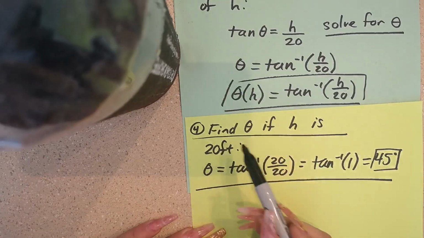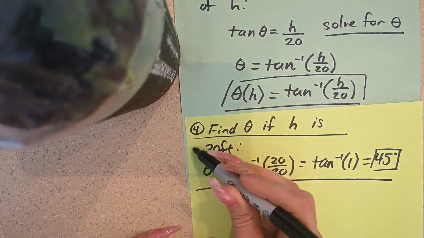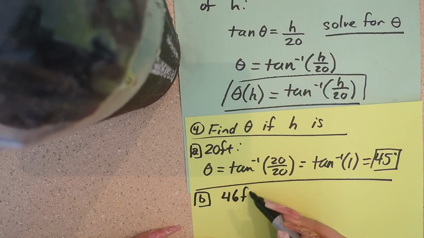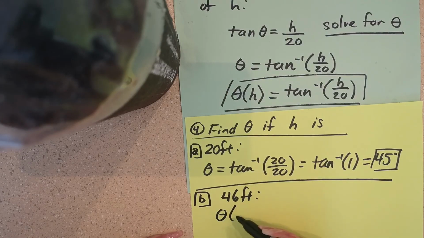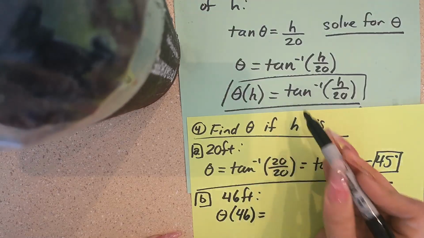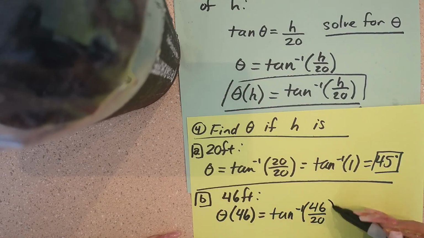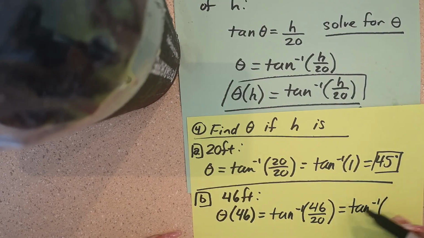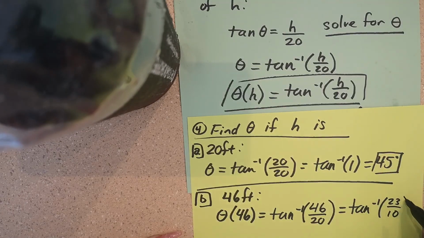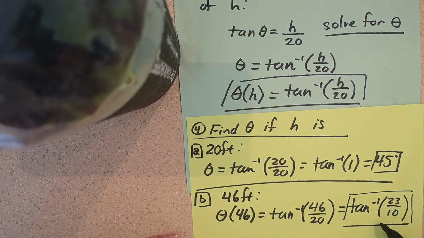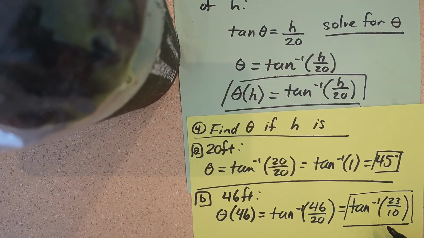So should I do the same thing where I'll say, okay, this was find the theta if h is 20 feet, so I'll call that A. How about find the angle if h is 46 feet? So now I'm going to do theta evaluated at 46, which is inverse tan of 46 over 20. Let me reduce the fraction: divide by 2, 23 over 10. Okay, so that one, again, I don't know the value without a calculator, since this guy's not a special value of tangent like 1 was. So actually, I'd leave my answer in exact form like so. Then I could use a calculator to get an estimate if the worksheet requests that I do so.